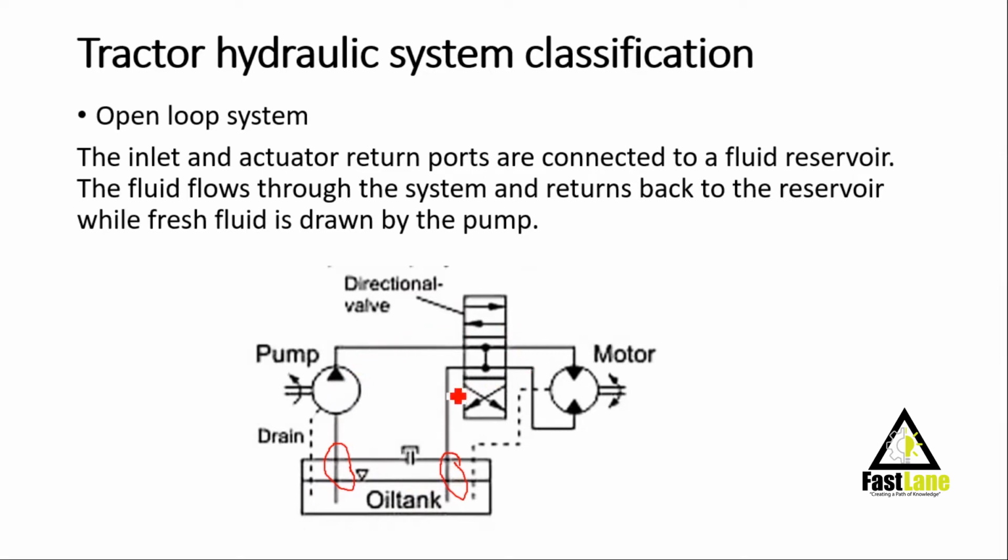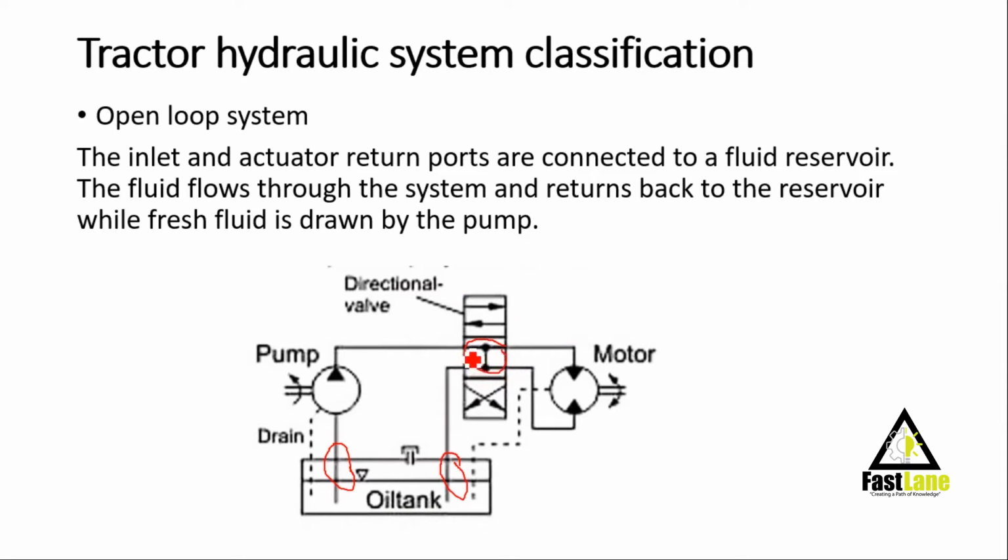Now, in an open circuit system, in an open loop system, we use directional control valves. These are basically used in changing the direction of flow of the fluid. In this position, we can see that the valve has closed the system. The fluid is not flowing in this position.